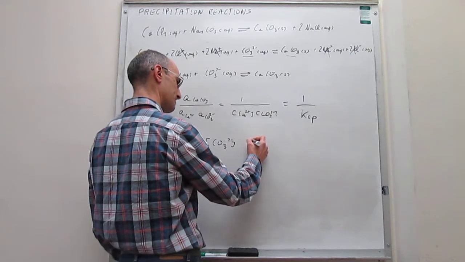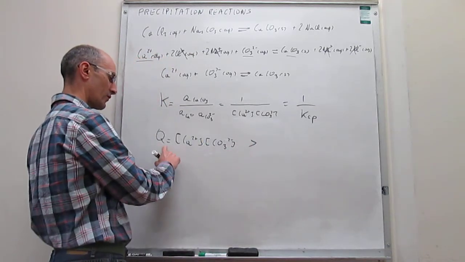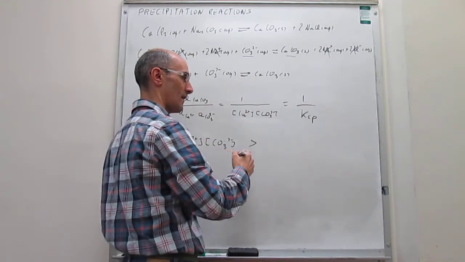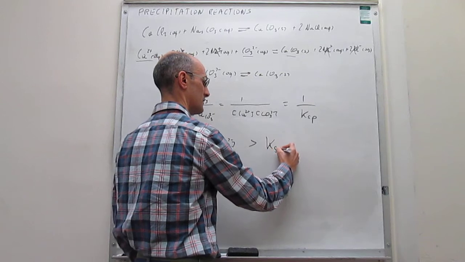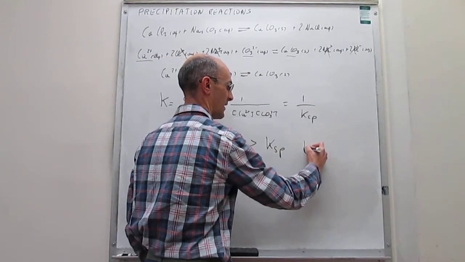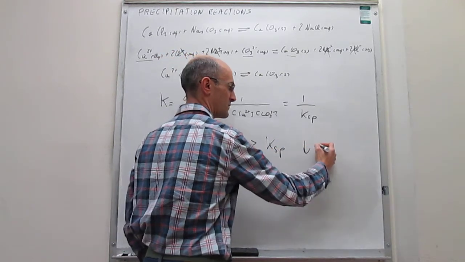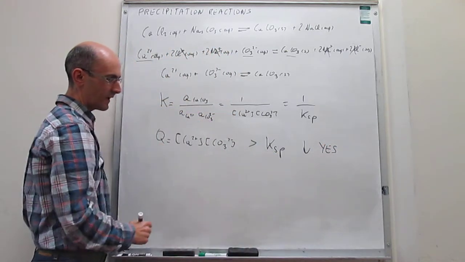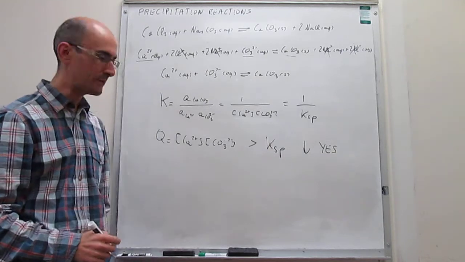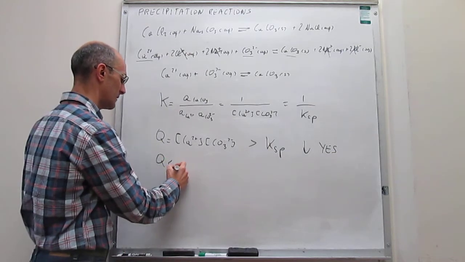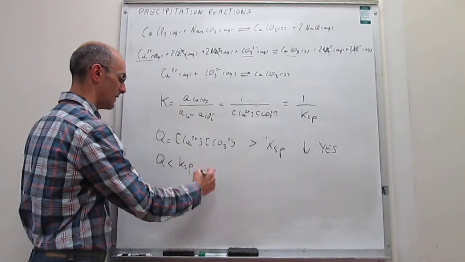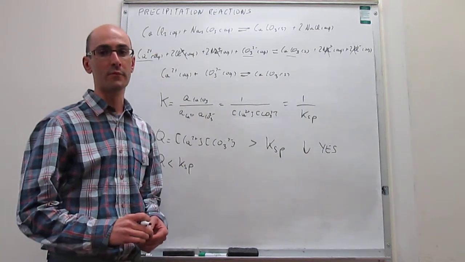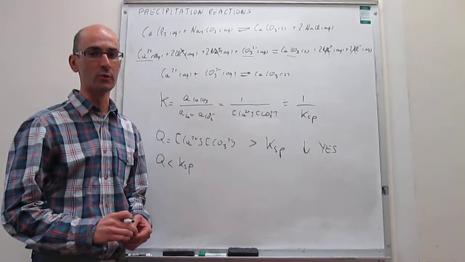Right. So if the ionic product is larger than the solubility product, then a precipitate forms, right? So when Q is larger than Ksp, then the precipitate will form. Okay, but if Q is lower than Ksp, then you actually don't have enough ions to form the precipitate, and a precipitate will not form.